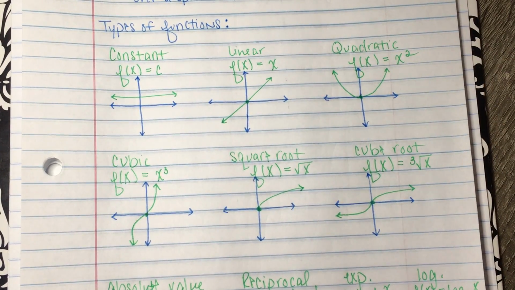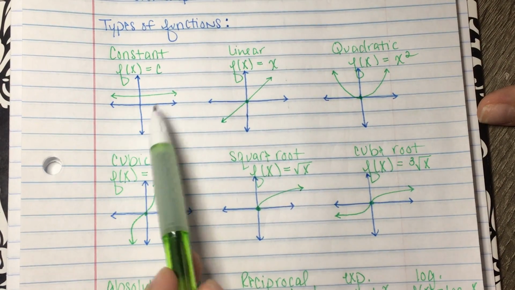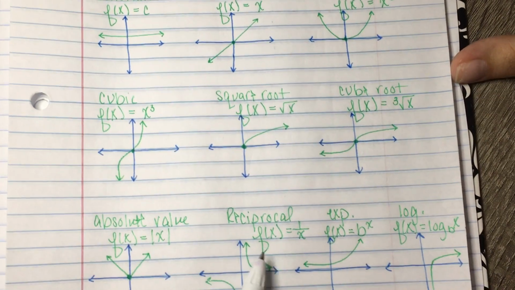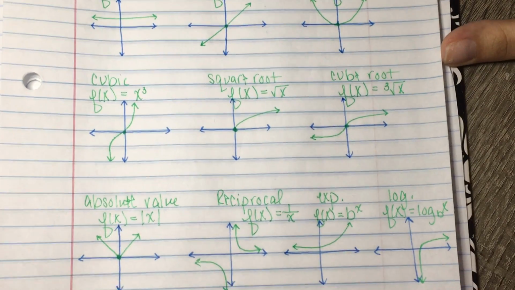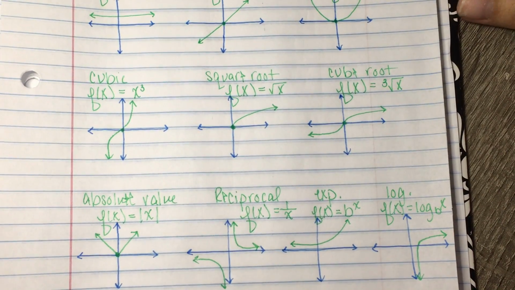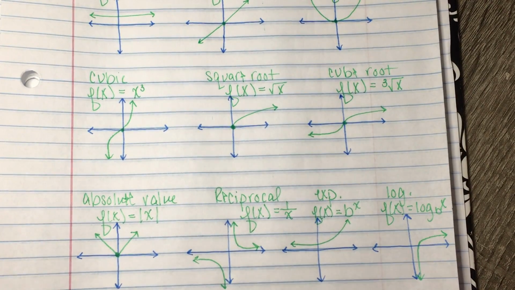When in doubt, when you're graphing a function, you really just need a table of values. However, if you know what your constant, linear, quadratic, cubic, cube root, square root, absolute value, reciprocal, exponential, and log function looks like, it will save you a lot of time, because then you don't have to do a table of values, and you can use your knowledge of the different characteristics of each function.